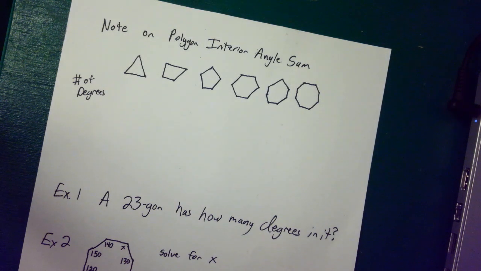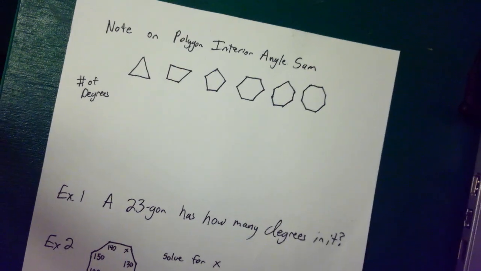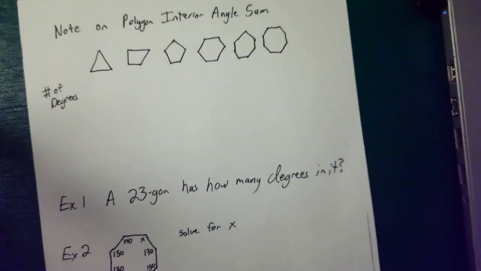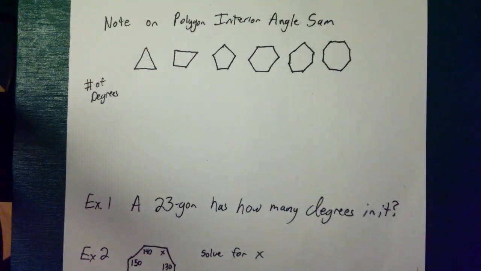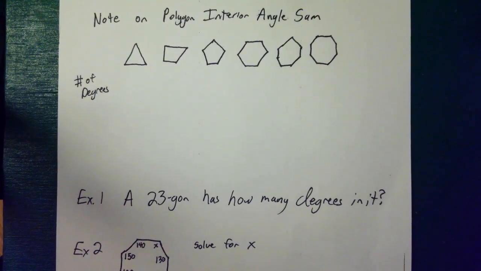Today we're going to talk about interior angle sum, like how many degrees are in each of these shapes, and how do we know how many degrees are in a 30-sided shape, and how many degrees are in a 122-sided shape, and that kind of thing, because those things do exist. You don't run across them too often. So let's talk about these real quick.